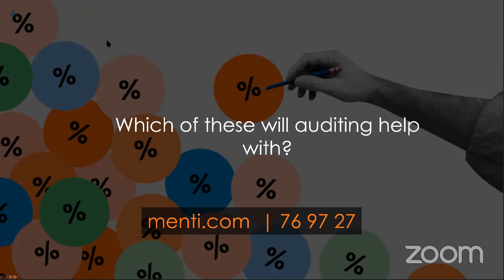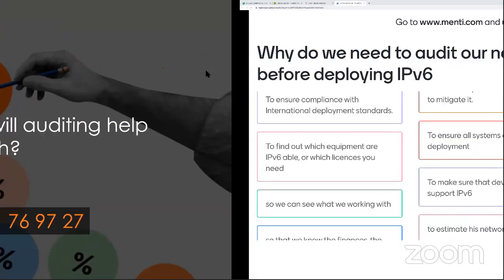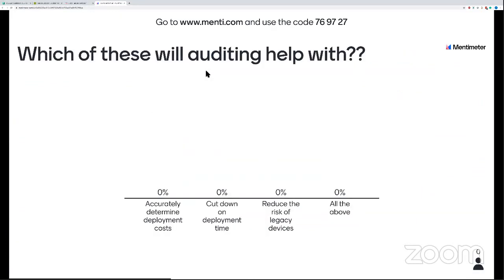Then let me just share the items. So which of these will auditing help with? So does it help with to accurately determine deployment costs, cut down on deployment time, reduce the risk of legacy devices, or all the above? So according to your perspective, which of these do you think auditing will help with? So I have 15 guys, 16 guys, 17. So currently it's a tug of war between accurately determining deployment costs and all the above.